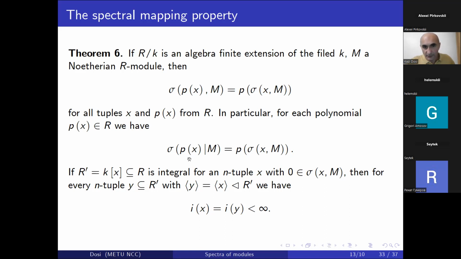Well, you can apply it to a single element. And also we have a sort of index stability result. If we have this gap as integral, and Y is another tuple generating the same maximal ideal, then we have equality of both indices there.